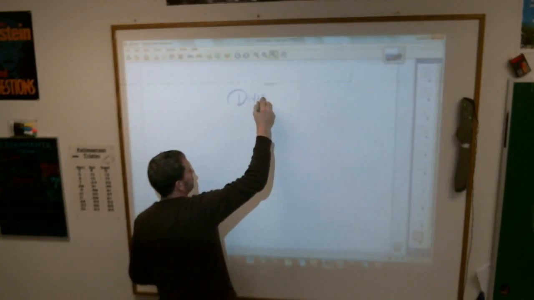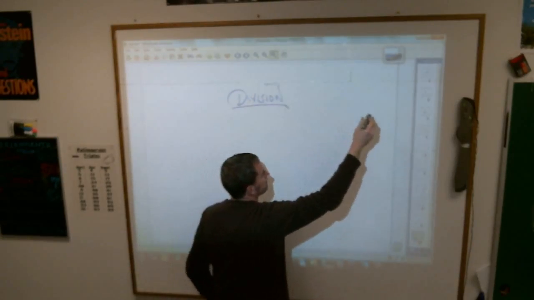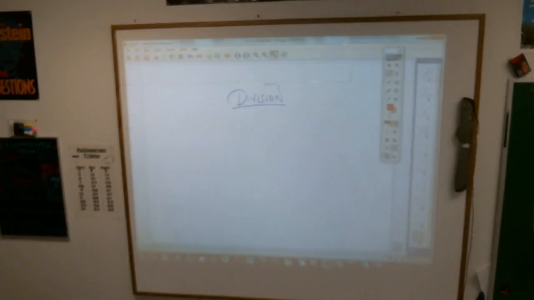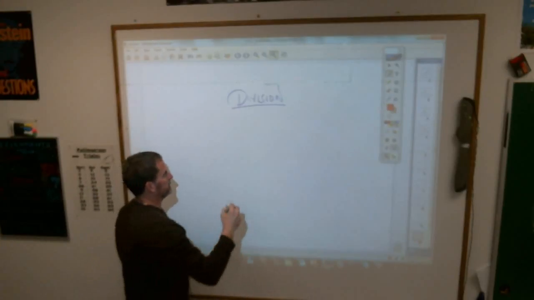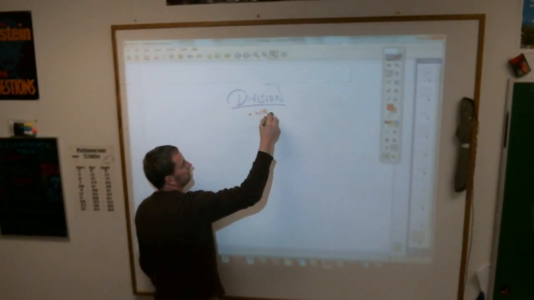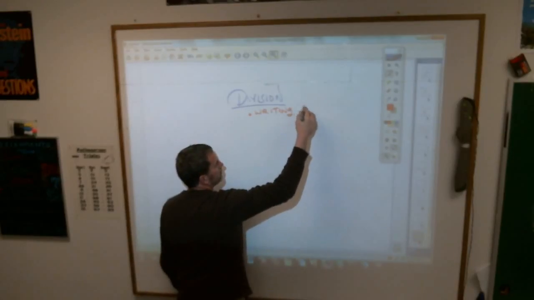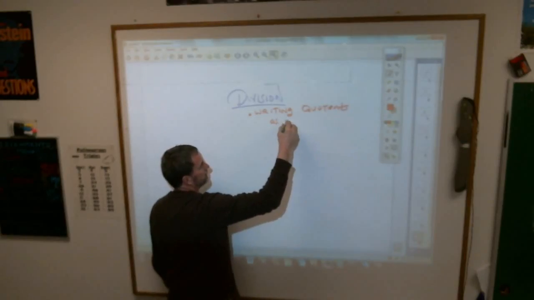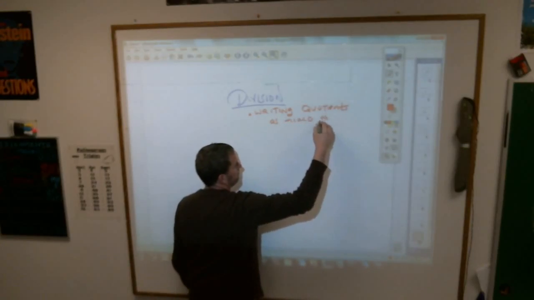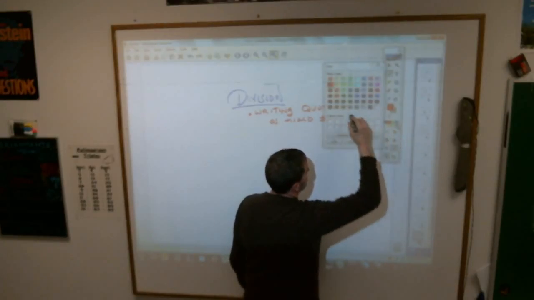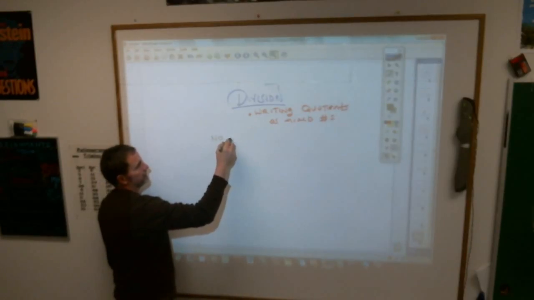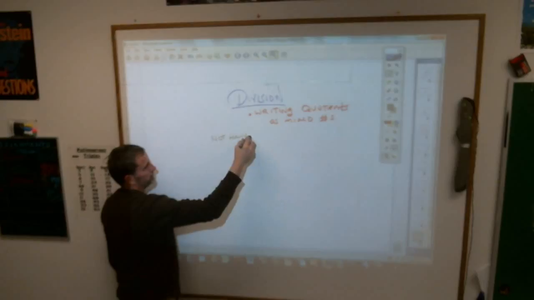Because the book says we shall do it once more. And the little subheading under division is writing quotients with mixed numbers. Writing quotients as mixed numbers. You could also say that this is basically saying that you will not have remainders.